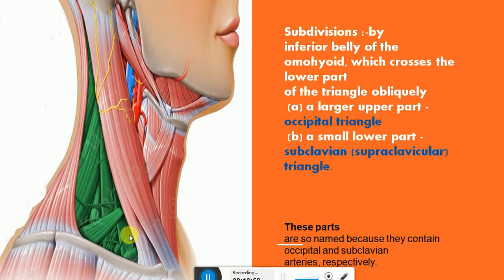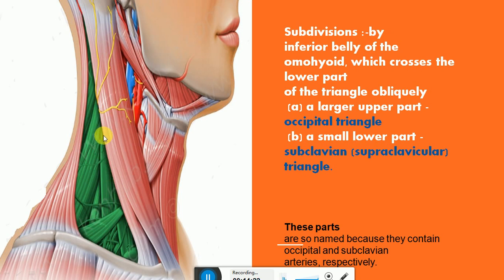Okay, fine. Now we are moving on to the subdivisions. We know the borders of the posterior triangle of the neck, and here we can see the inferior belly of omohyoid. The triangular space present above this belly is called the occipital region.